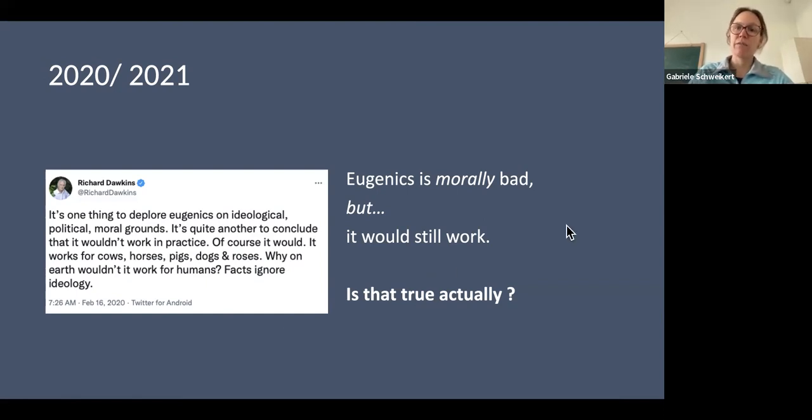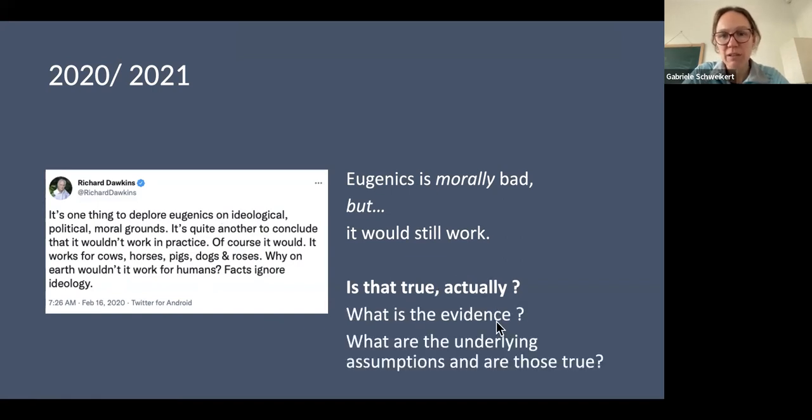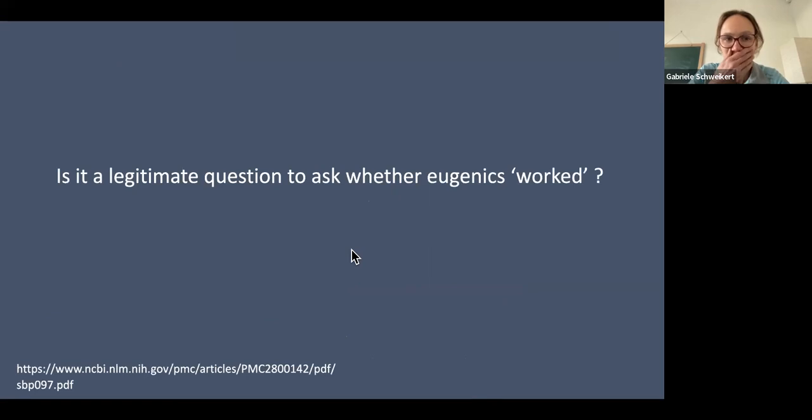Is it just morally bad, and would it still work? Is that actually true? And I think, if we are looking at genetics and how genetics controls disease, and also epigenetics, this is a very important question, whether that would actually work to some extent. Are the assumptions that are made here actually true? Do they hold? What assumptions does eugenics actually make? Can we actually disprove them scientifically, not just morally? Preparing these slides, I was wondering, this is actually a legitimate question to ask, whether eugenics has worked. But I think it is important because people are raising these questions again.